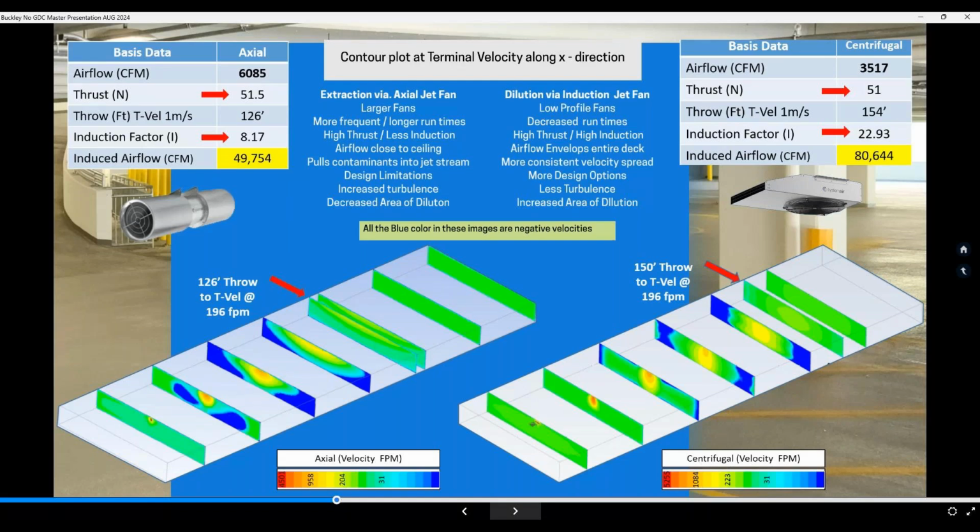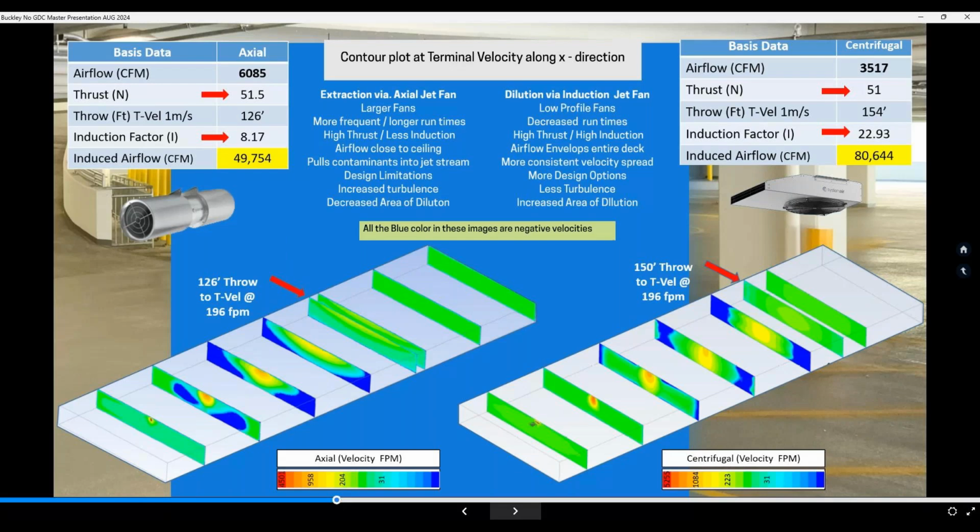The left is the axial, on the right is the centrifugal. At the first cross section of modeling through the tunnel here, you see once the discharge of the axial jet fan pushes downstream through the tunnel, you start to see some dark blue colors develop. What we've done here is we're illustrating that the dark blue colors, that's a negative velocity. In other words, that's air that's no longer moving forward. It's actually starting to swirl and even possibly move backwards. And that was evident in the CFD model video that we showed earlier for the axial fan.